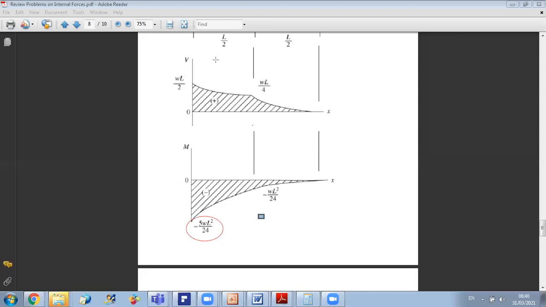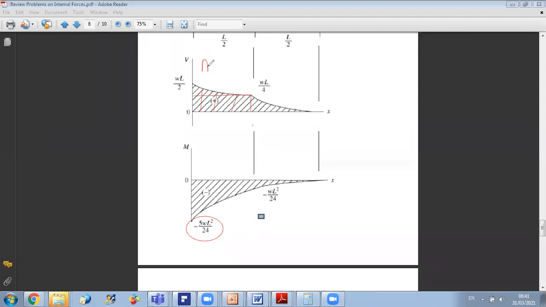Now, from 0 to L over 2, what is happening is that we should look at the area under V curve, okay? Because the area under V curve will be equal to the increase in moment. So I will look at this area, okay? Now here, how to calculate this area? I will divide it into two parts, a rectangle, okay, and a part of parabola. So I can say that the whole area is A1 plus A2.